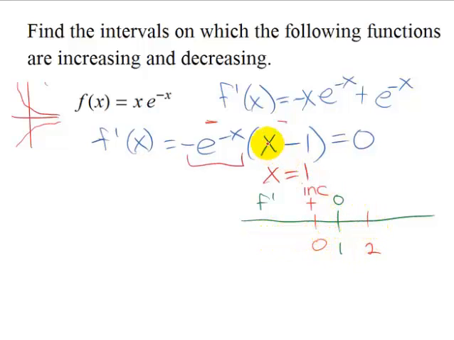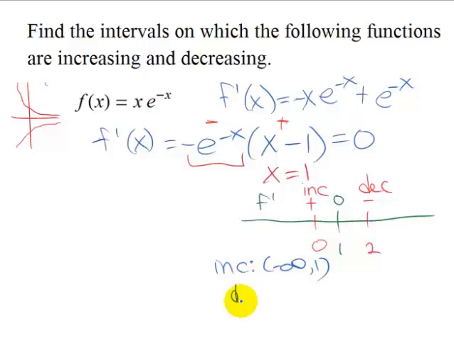Now let's put a 2 in, and I can see that this will be positive, this will be positive, but then multiplied by this negative in front will be negative. So I'll get a negative here, and the graph will be decreasing from 1 to infinity. So I've got increasing from negative infinity to 1 and decreasing from 1 to infinity.